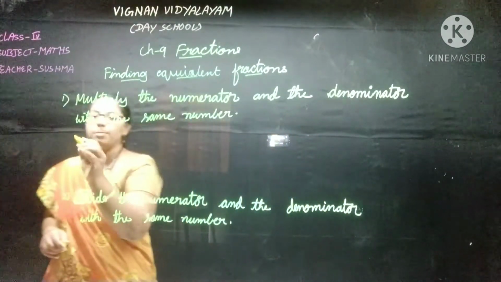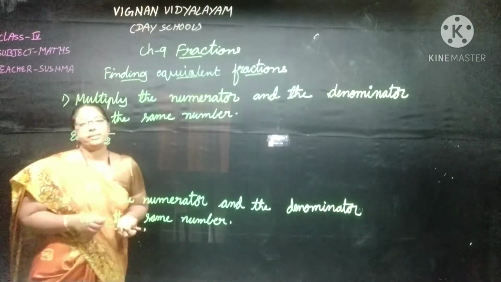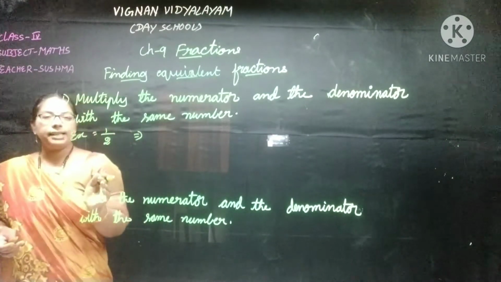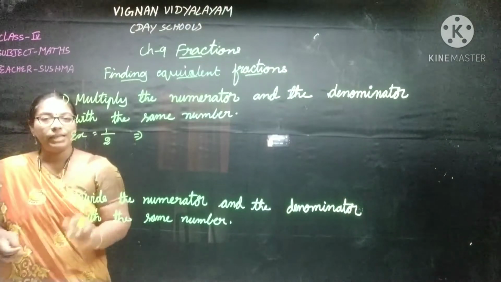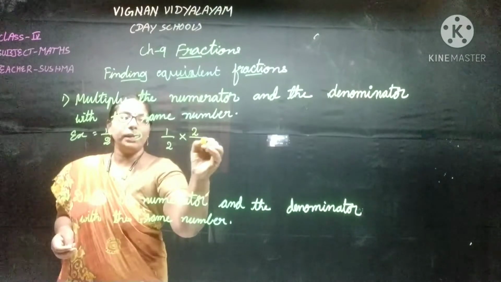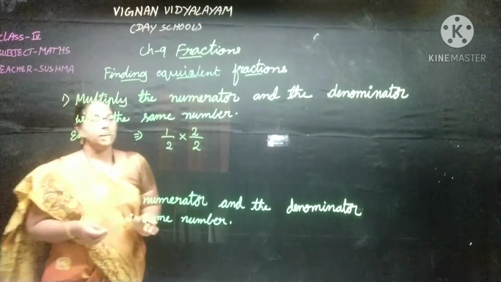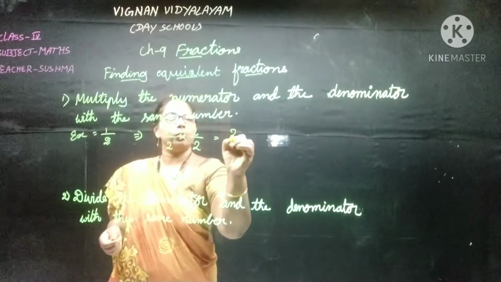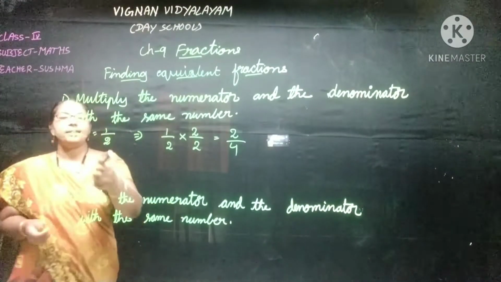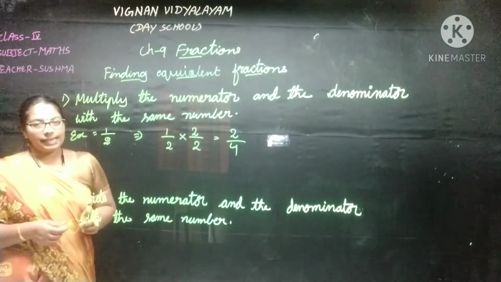Let us take an example, children. Let us take 1 by 2. We have to find the equivalent fraction for this number. We have to multiply the numerator and the denominator with the same number. Take 1 by 2 and multiply by 2 by 2. Here we are multiplying the numerator and the denominator with the same number. So 1 2s are 2, 2 2s are 4. So 2 by 4 is the equivalent fraction for 1 by 2. Means 1 by 2 and 2 by 4 are equivalent fractions.